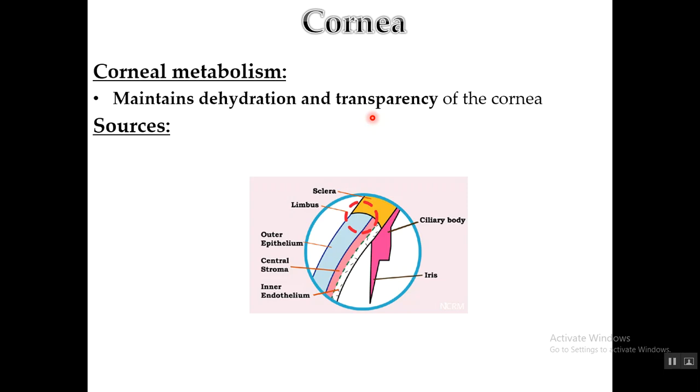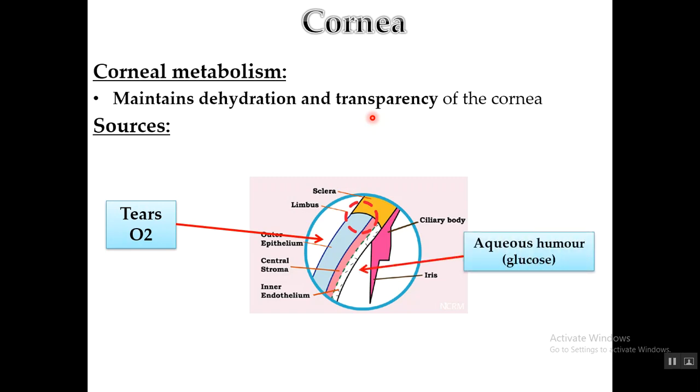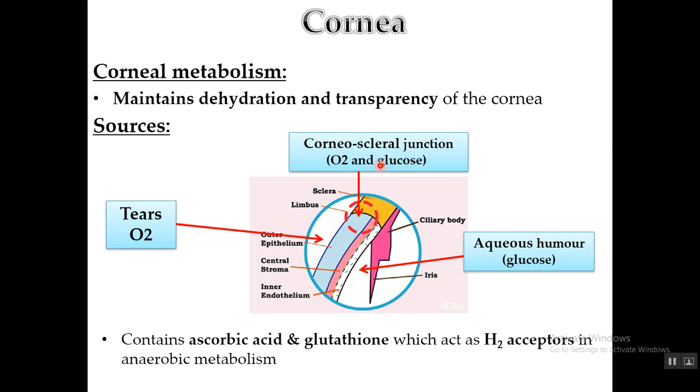What about the sources for the substrates for the energy? From the tear, the tear can supply the oxygen. The aqueous humor can supply the glucose. The blood vessels present at the corneoscleral junction will provide to the cornea oxygen and glucose. The cornea contains ascorbic acid and glutathione, which act as a hydrogen acceptor in anaerobic metabolism.